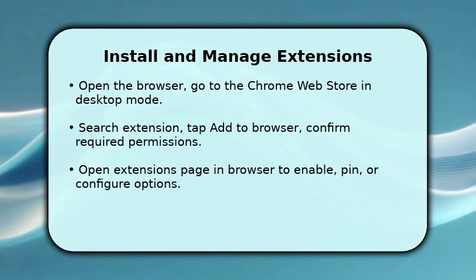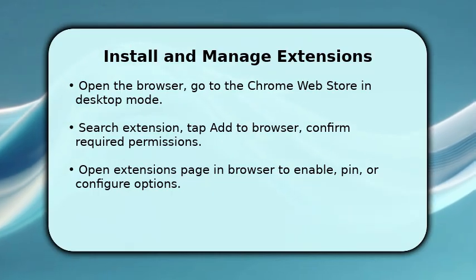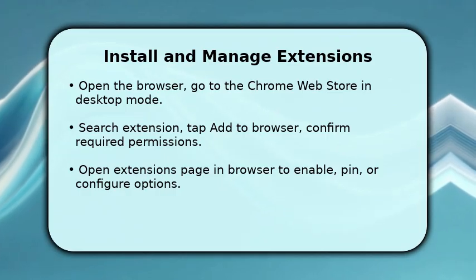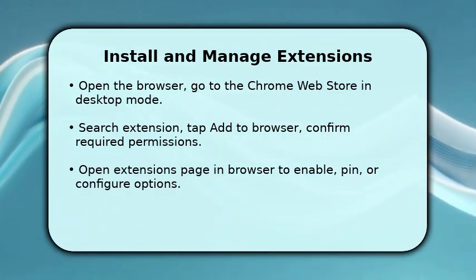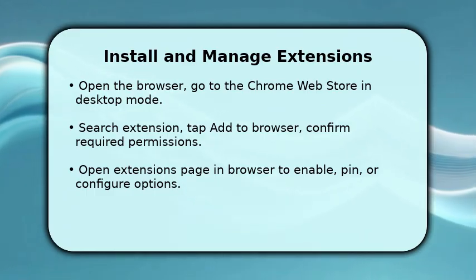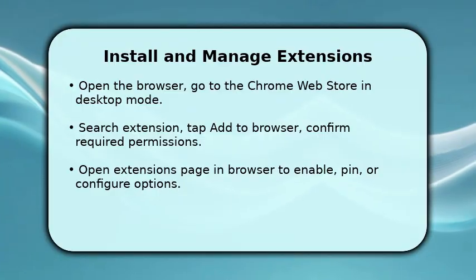Now you'll install the extension. Navigate to the Chrome Web Store in the browser while in desktop mode. Find the extension you want, tap Add to Browser, and accept the permissions prompt. This copies the extension into the Chromium-based app. Once the install completes, go to the browser's Extensions or Add-ons page to enable it, set any extension-specific options, and pin it to the toolbar for quick access.